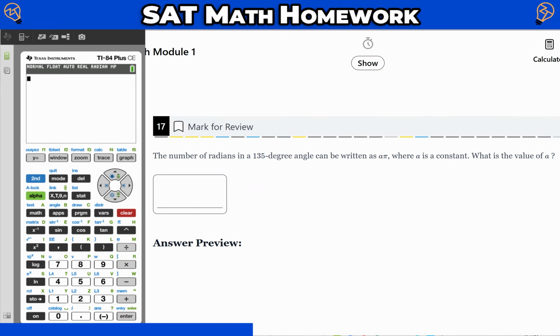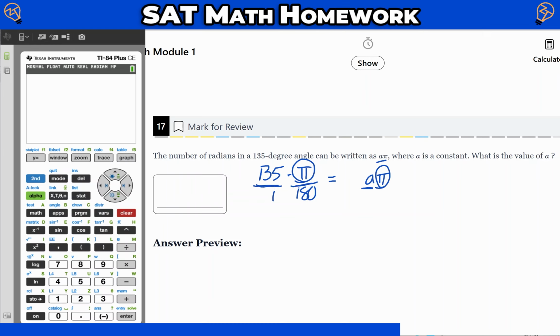So in this case, because we are starting with it in degrees and we want it in radians, we want to multiply by pi over 180 so that the radian measure is on top. And they're saying that the result of that is equal to a pi. And we're trying to figure out what is a. So we don't need to do anything with the pi because we know it's just going to stay in the answer. What matters is essentially reducing 135 over 180.